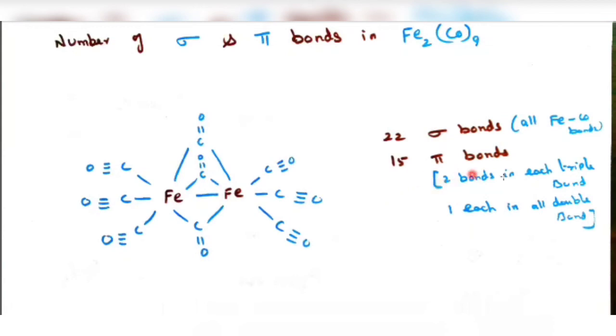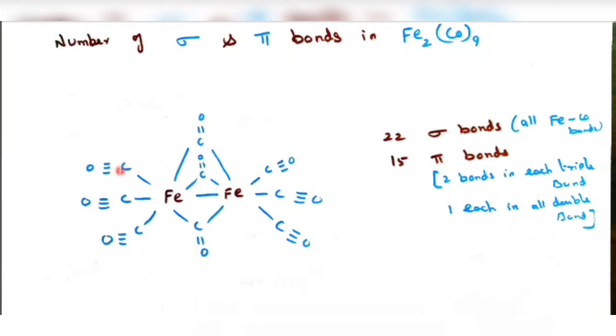So that's what I said: 2 pi bonds in each triple bond and 1 pi bond in each double bond. A double bond contains 1 pi bond, a triple bond contains 2 pi bonds. But a pi bond never comes alone. So 2 pi bonds means there is one sigma bond. 1 pi bond means there is one sigma bond. So like that we should calculate the sigma bonds.